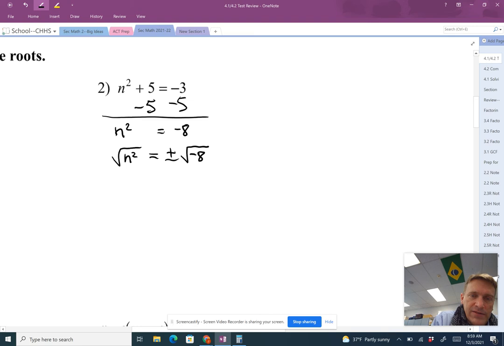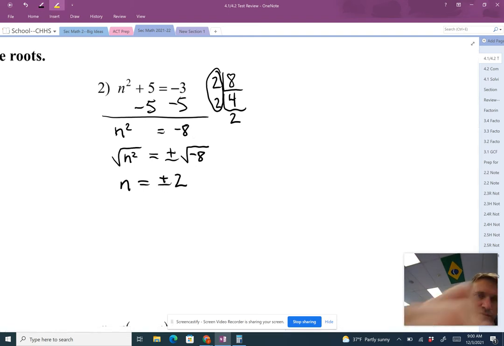The negative is going to come out as an i. We can simplify the square root of 8. We want to see what are the factors of 8. 2 will go into 8 4 times. 2 goes into 4 2 times. When you get to a prime number, you're done. So I have one pair of 2's and another 2 that doesn't have a pair. And so n equals plus or minus 2.